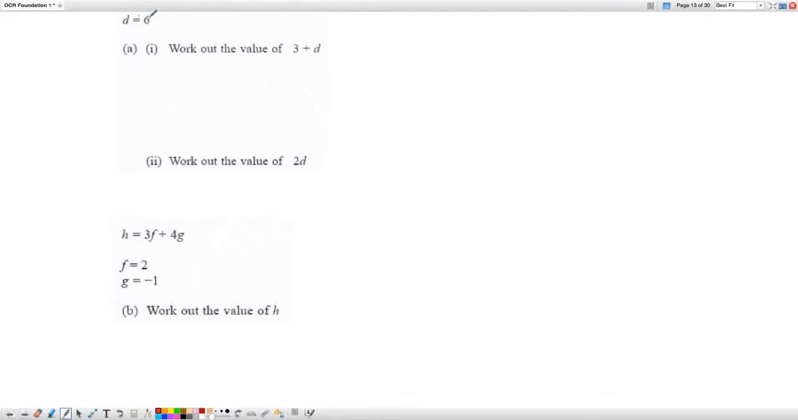We're told that D equals 6 and asked to find the value of 3 plus D. 3 plus 6 gives us 9. The value of 2D, 2 and D, means 2 times D. When a letter and a number, our number 2, our letter D, are pushed together, we don't write the multiplication in, but this is what it means. So we're going to have 2 times D, which is 6, which gives us 12.